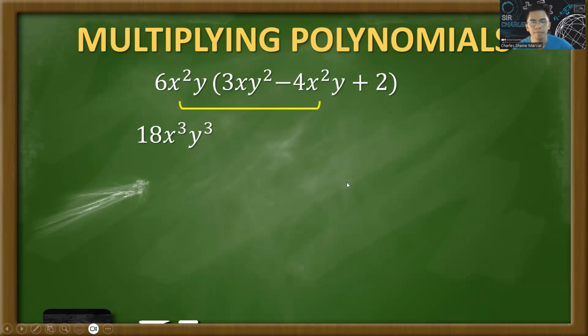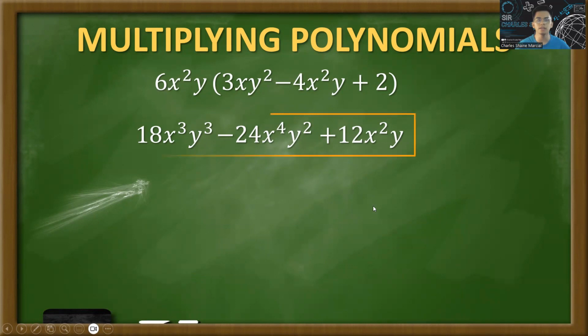Next, multiply 6x squared y times negative 4x squared y. Multiply the bases. 6 times negative 4, magiging negative 24. And then you will just add the exponent of the same variable, 2 plus 2 for x, that is equal to 4. And 1 plus 1 for y, that is equal to 2. Next, 6x squared y times 2. Multiply lang natin si 6 times 2 and just copy x squared y. So the final answer is 18x cubed y cubed minus 24x raised to 4y squared plus 12x squared y.